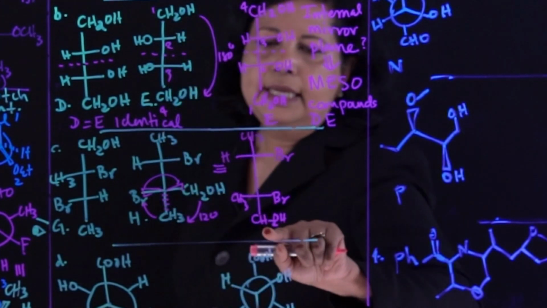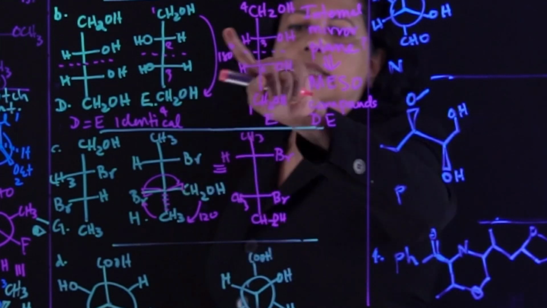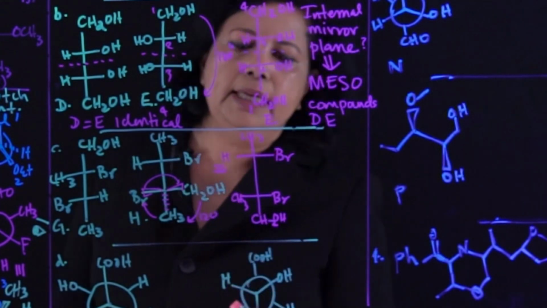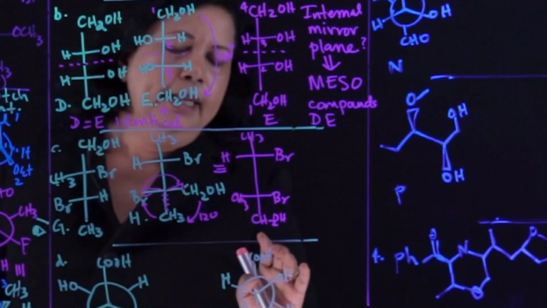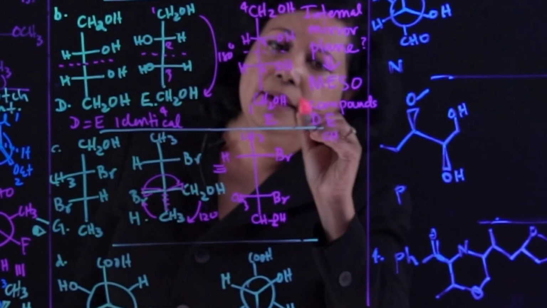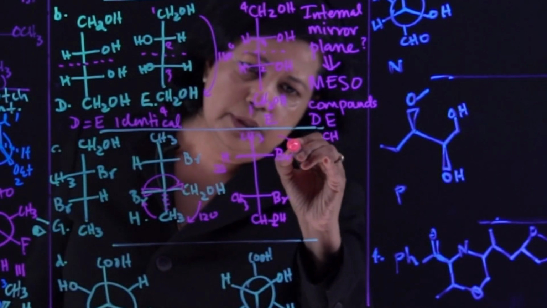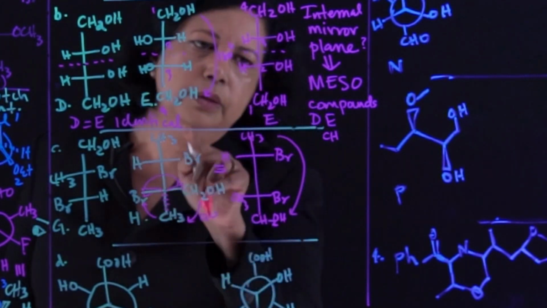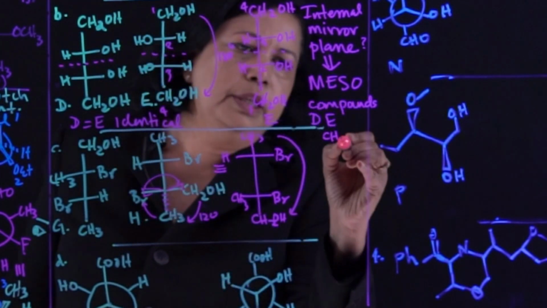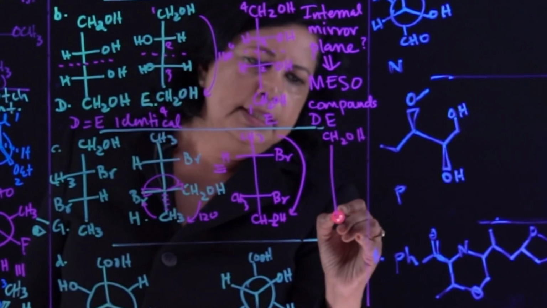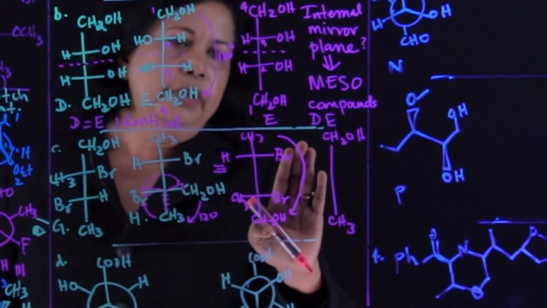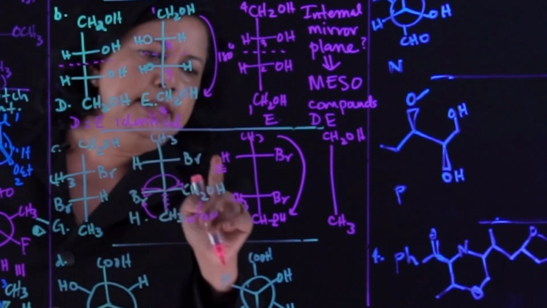Now the rule says CH2OH should be on the top. So we can do a 180 degrees on the plane rotation. We'll do a 180 degree rotation for this. So the up goes down and the down goes up. So this goes up, CH2OH. CH3 comes to the side. Everything that's on this side is going to end up on this side.